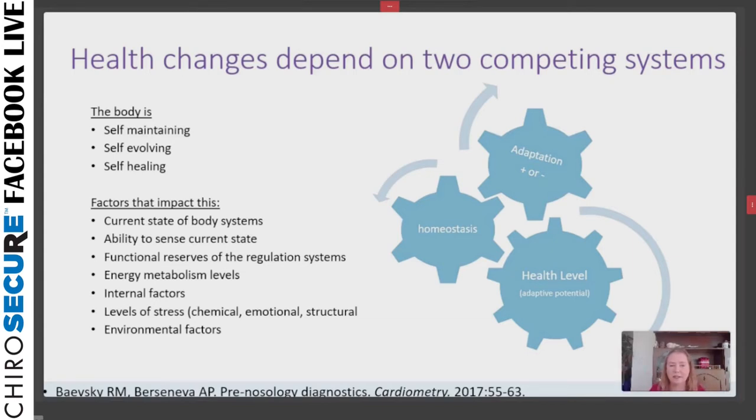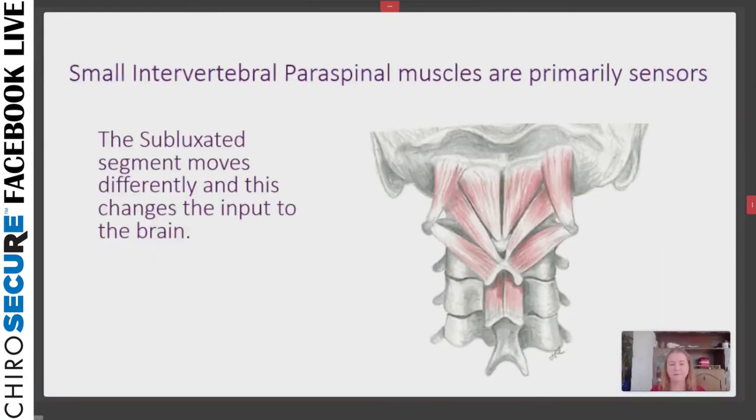I didn't want to just leave it at saying that subluxation causes that, and when we adjust it, it causes the other thing. It's not that simple. There's a lot more that comes into play. But one thing that's very, very clear in all of this, in how the central nervous system controls spinal function, is that these small little intersegmental muscles play a very, very key role.